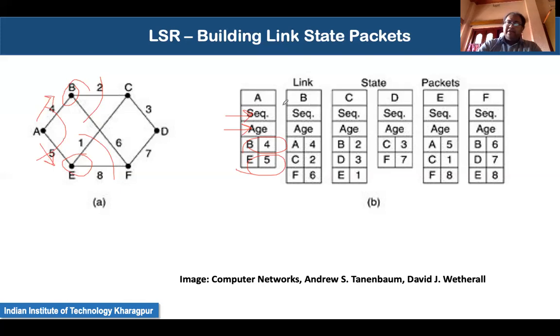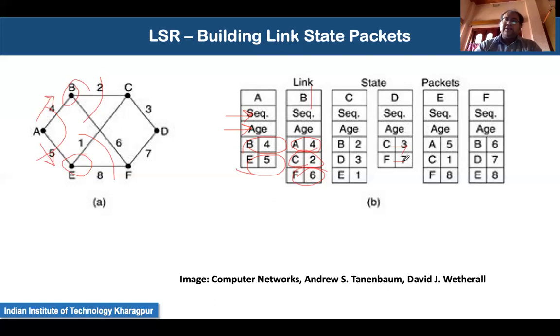Similarly, every other node will construct the link state packet corresponding to it. Say for node B, the link state information is: with A, it has a path with cost 4; with C, a path with cost 2; with F, a path with cost 6. Similarly, C constructs with B cost 2, D cost 3, E cost 1. D constructs with C cost 3, F cost 7. That way, every node constructs its link state information.